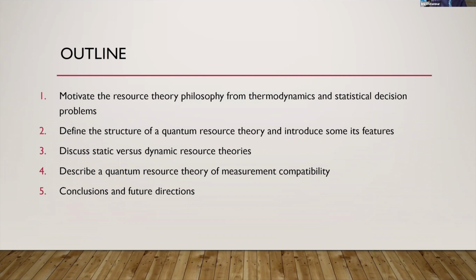Then I'll define for you the structure of a quantum resource theory, and particularly we'll look at some of its features. We'll see an example, the quintessential example of a quantum resource theory is the theory of entanglement. Then we'll discuss the difference between a static and a dynamic quantum resource theory. And as an example of a dynamic resource theory, we'll look at the resource theory of measurement compatibility.